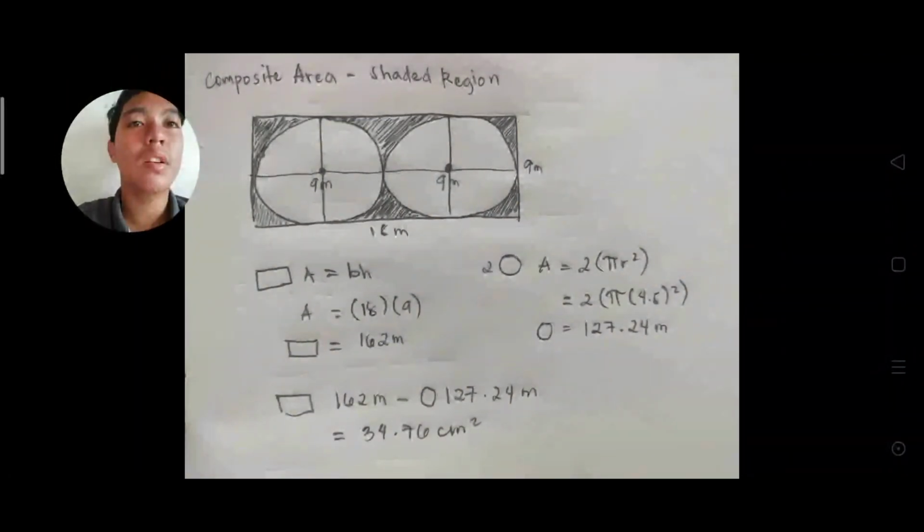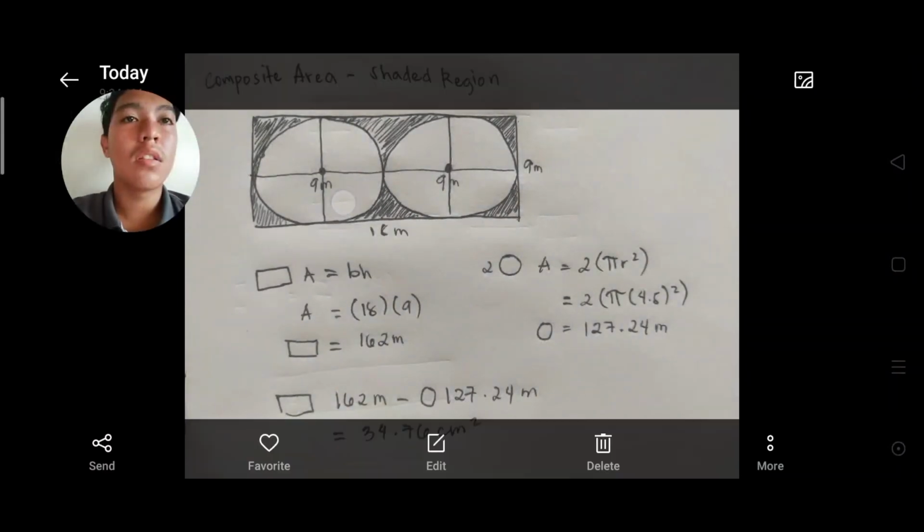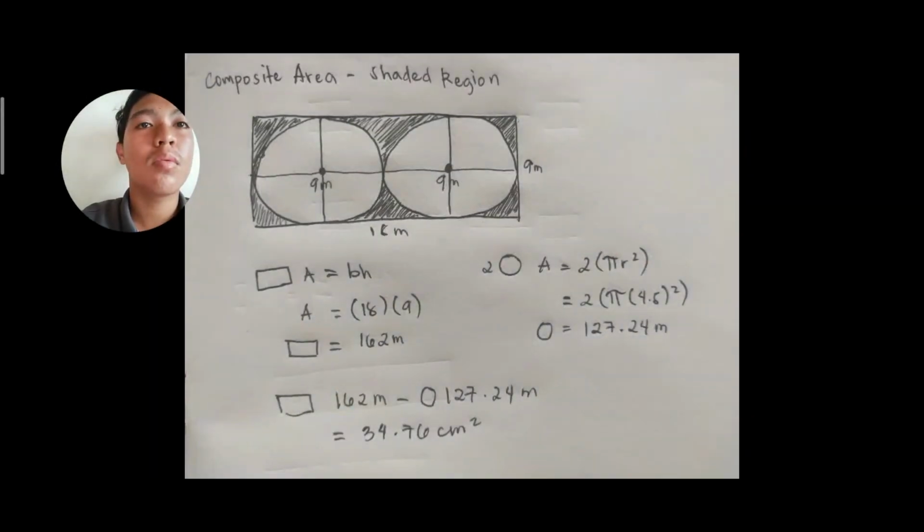And now we will solve the area of two circles. A equals 2 pi r squared. This is the formula of the area of the circle. Equals 2 times pi times 4.5, the radius, the half of the 9 meters, squared. The circle's area is 127.24 meters.